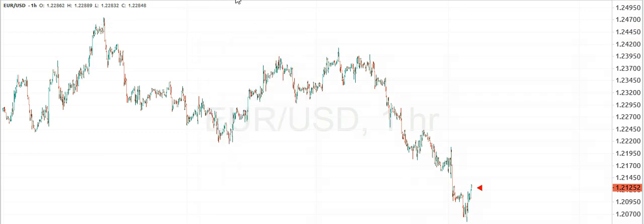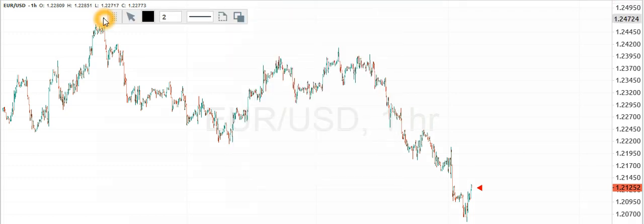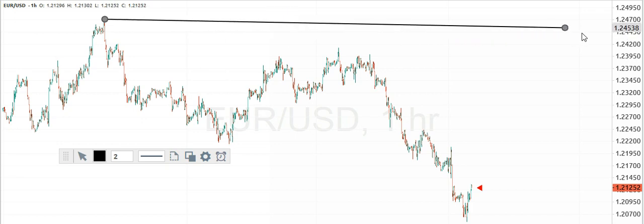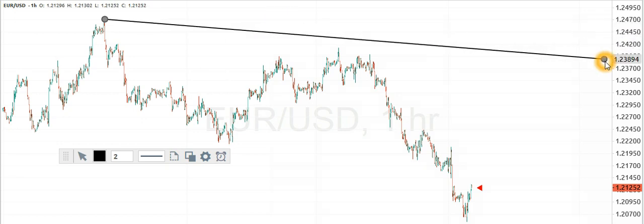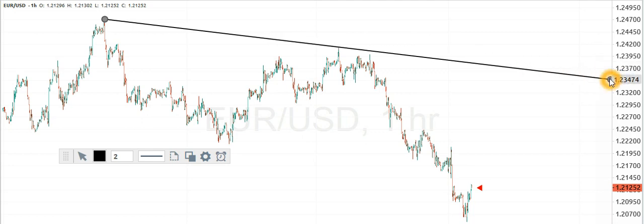So again, I am going to draw a line going out. Let me just move this from here. I'm just going to draw a line going out, and then the first space where it touches, I'm going to stop at the first candle that it touches, and bam. So that will be one trend line.